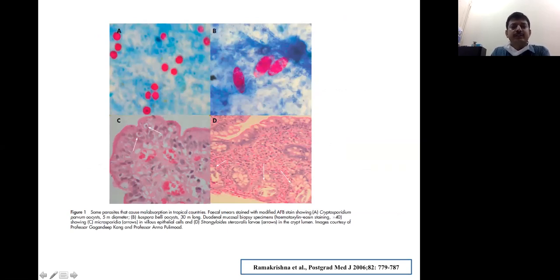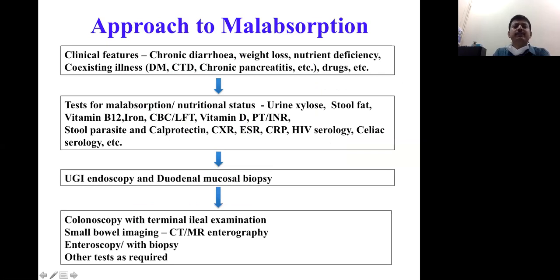So this is the last slide of my presentation. Just to summarize what I have discussed today, this is a lecture basically to give you an idea about how you approach a patient who comes to you with malabsorption. This is a very big topic, so I've just given an idea of the approach.